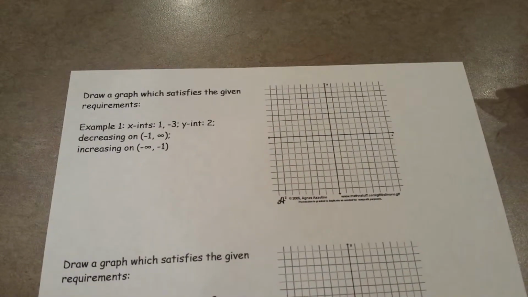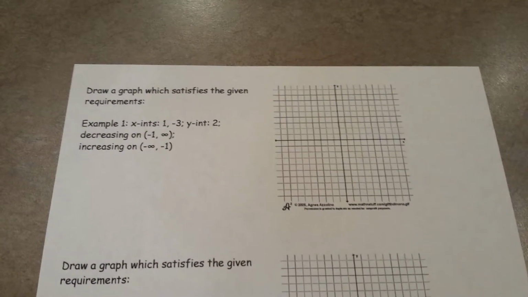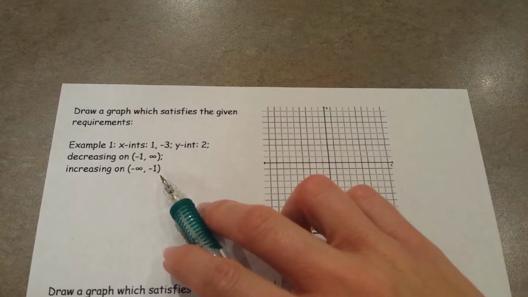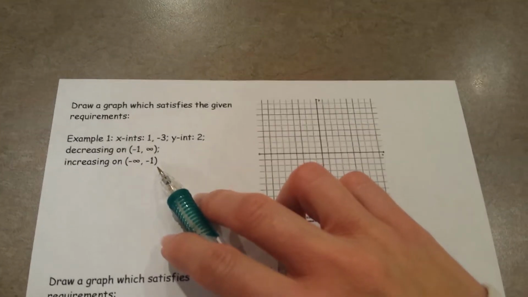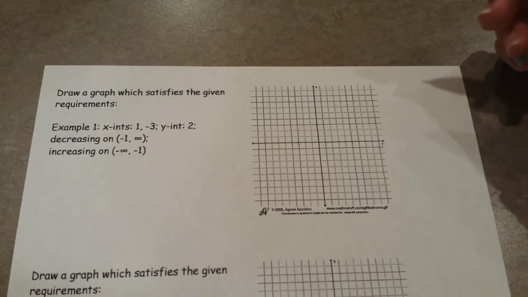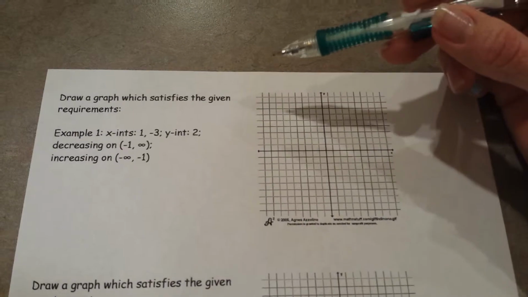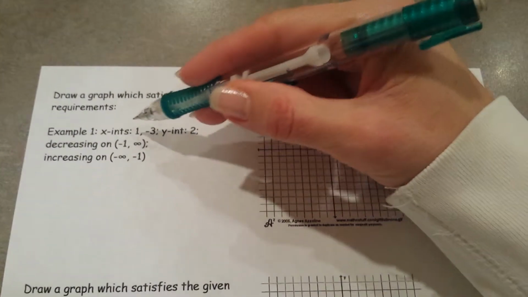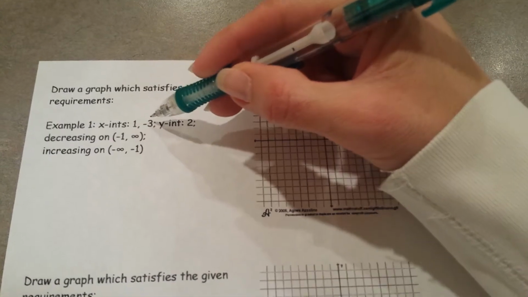All right, the last thing we are going to be talking about is how to draw these graphs given the information, instead of what we've just been doing, which was looking at the graphs and giving the information. So our first example on drawing the graphs says draw a graph which satisfies the given requirements. So example 1, the x-intercepts are 1 and -3.